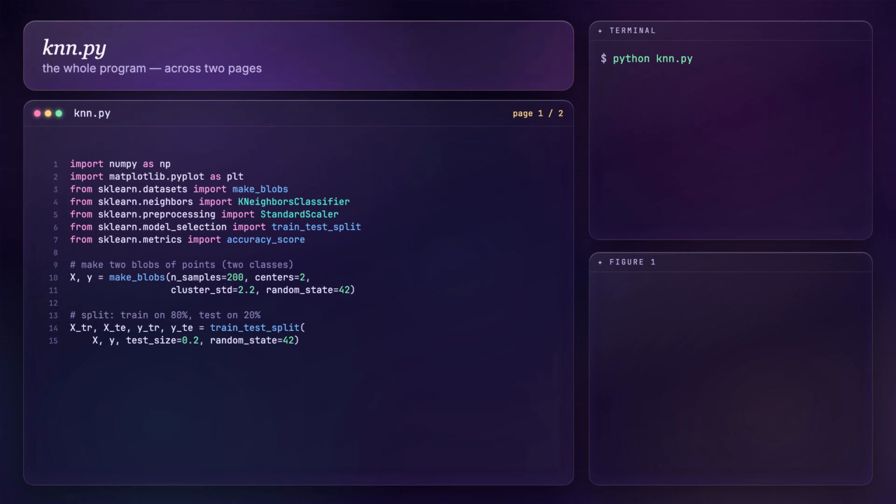Here's the whole program. Like last time, it's 2 short pages, and every single line is right here on screen. Don't worry about catching every detail on the first pass. We'll stop and walk through each piece. Page 1 sets up the data, and page 2 does the modeling. Let's begin.